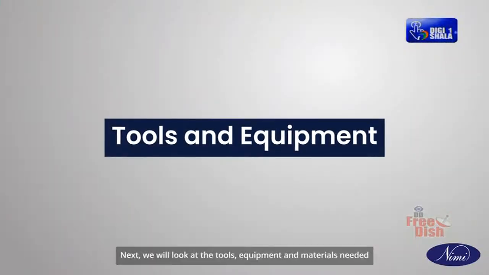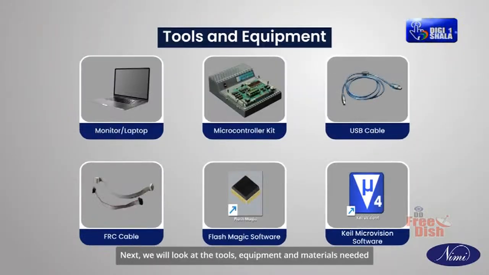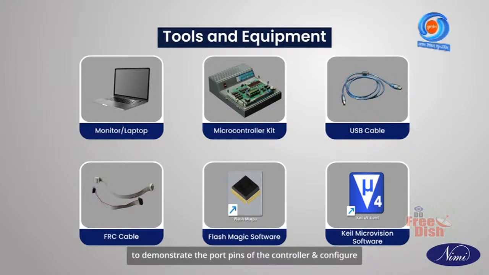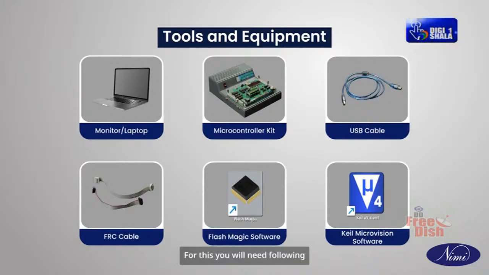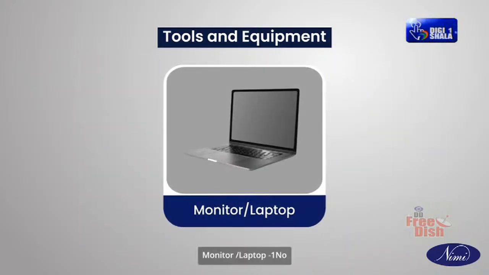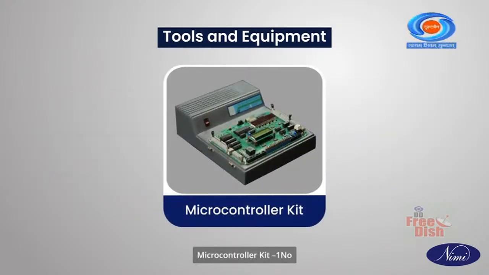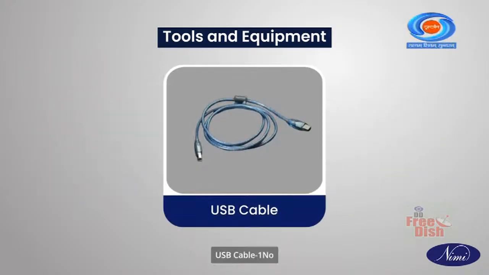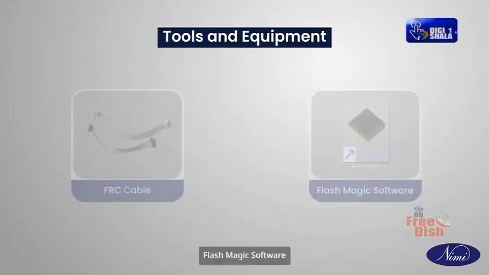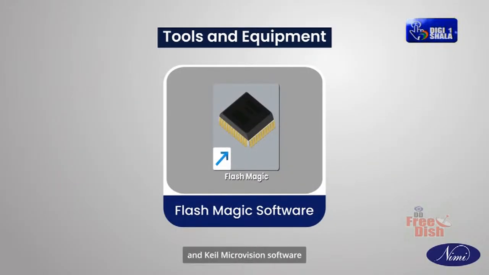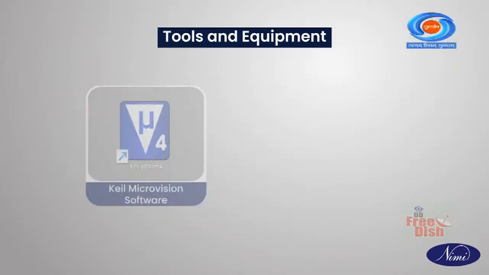Next, we will look at the tools, equipment and materials needed to demonstrate the port pins of the controller and configure the ports for input and output operation. For this, you will need the following: monitor or laptop 1 number, microcontroller kit 1 number, USB cable 1 number, FRC cable 2 numbers, FlashMagic software, and Keil Microvision software.